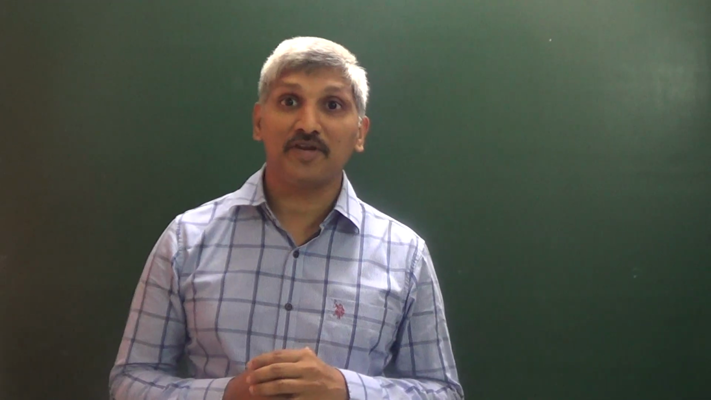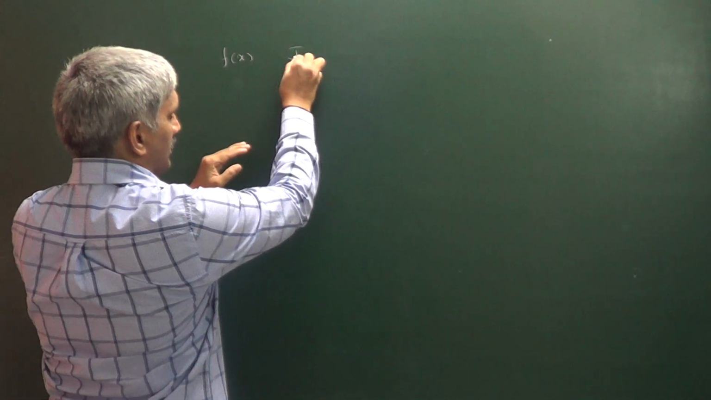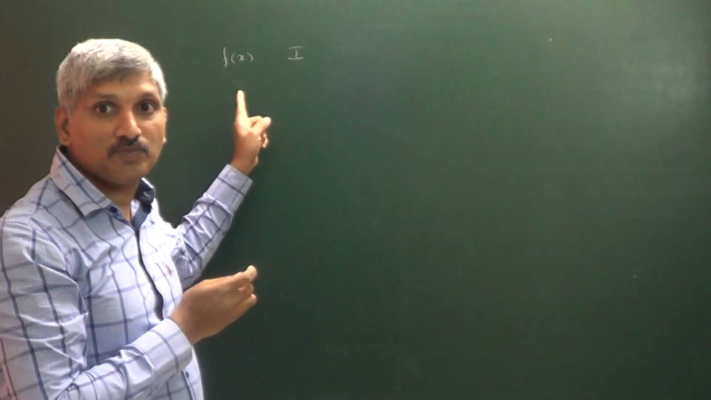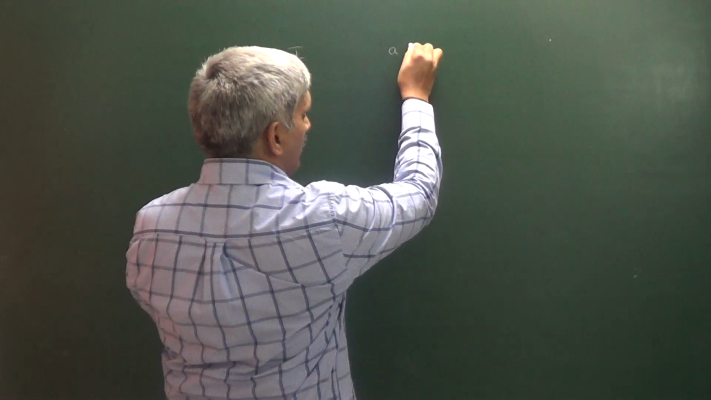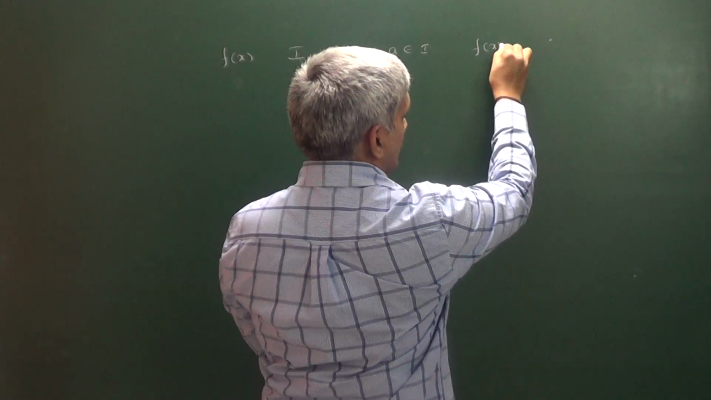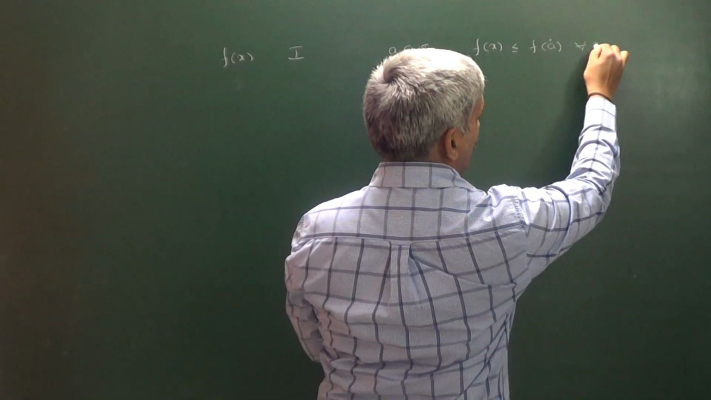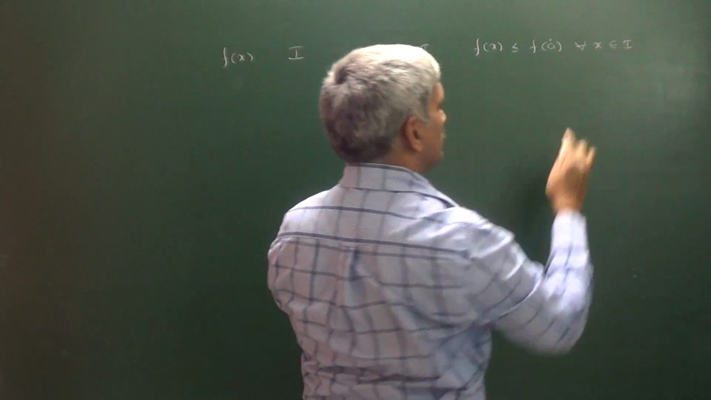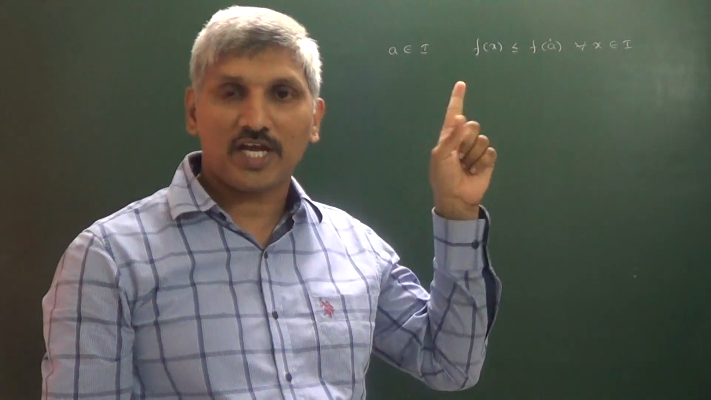Hi dear students, in this class I am going to introduce the ideas of maxima and minima. Let f of x be a function defined on an interval I. If there exists a real number a belongs to I such that f of x is less than or equal to f of a for all x belongs to I, then we say that f of a is the maximum value of the function in the interval I.